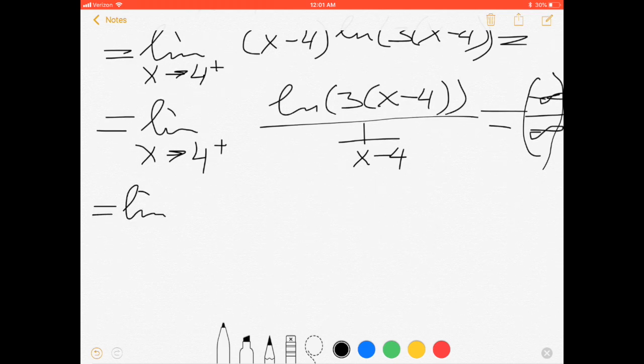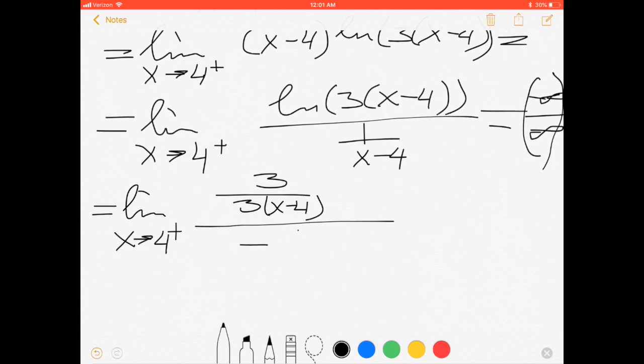Okay, great, use it. This means all this time we only prepared our function for using L'Hopital rule. What we have now is 3 times x minus 4, and its derivative will be 3 over minus 1 times x minus 4 squared. Okay. 3 and 3 cancelled. You have 1.